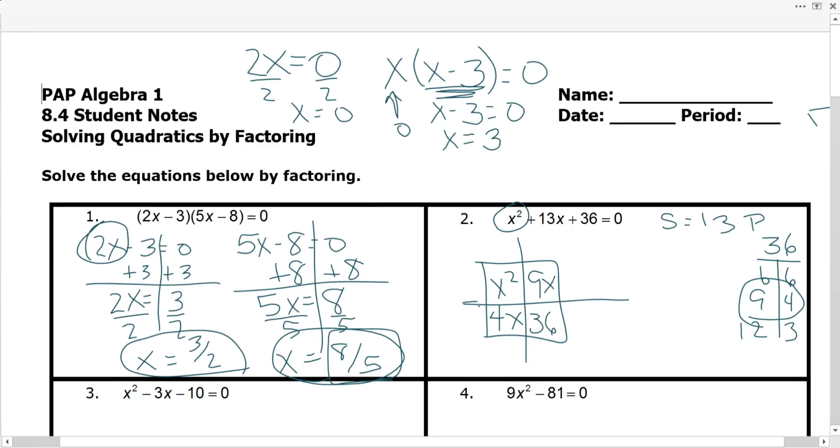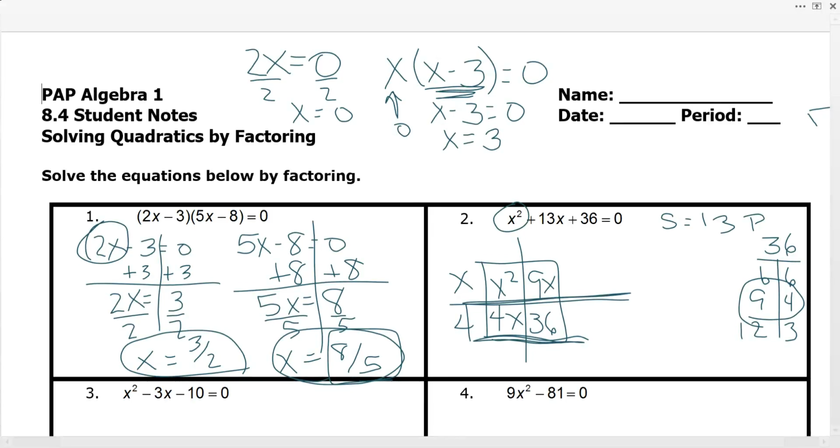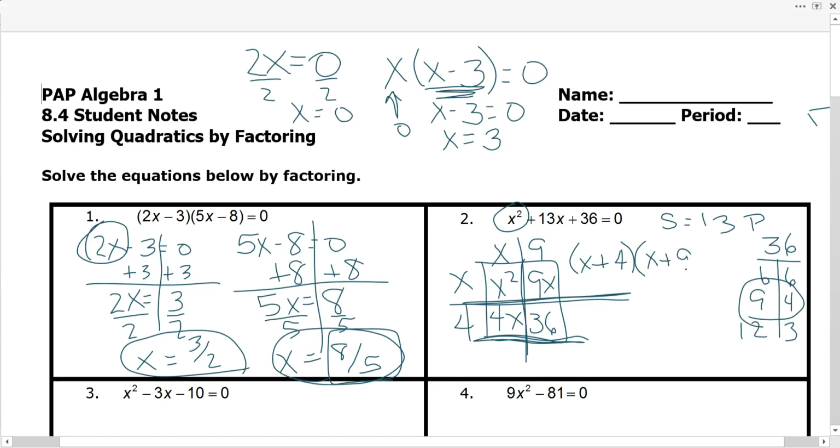I'm going to look across my top row, and the greatest common factor is x. I'm going to look across the bottom row. My greatest common factor is 4. I'm going to look at the left-hand column. My greatest common factor is x. And the right-hand column, my greatest common factor is 9. So what I end up with is (x plus 4) times (x plus 9) equals 0.